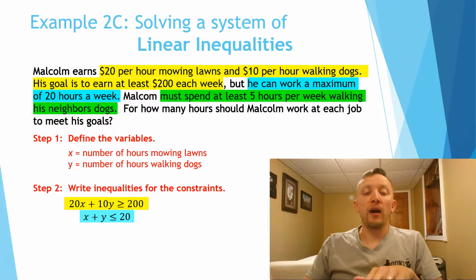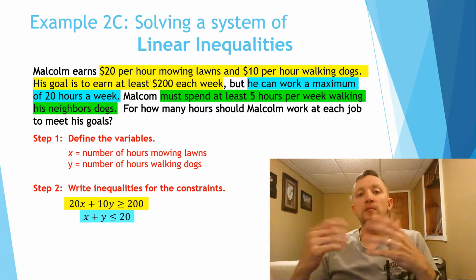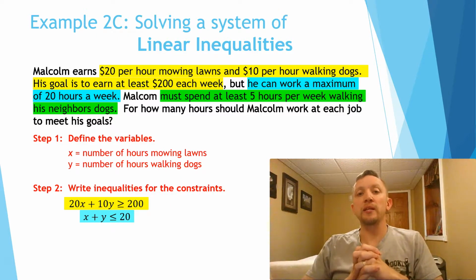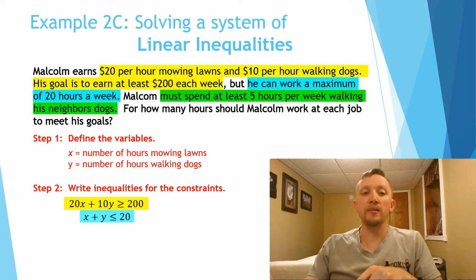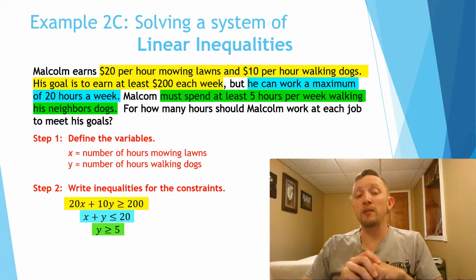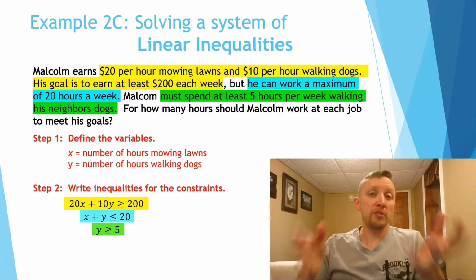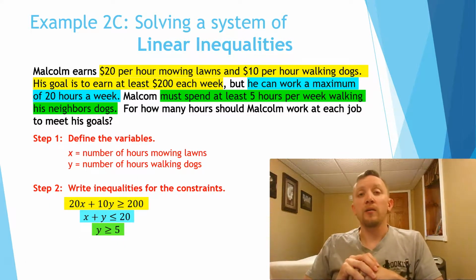Now we have also what's called... this next one says he must spend at least 5 hours per week walking his dogs. Now that one is going to be one of those where we're going to have just, in this case, a horizontal line. Well, we wouldn't know that yet because we haven't graphed it yet. But it says at least 5 hours walking his dogs. It doesn't say anything about how many hours he's got to do mowing lawns, but we just know that he's got to work at least 5 hours walking dogs. So y has got to be greater than or equal to 5.